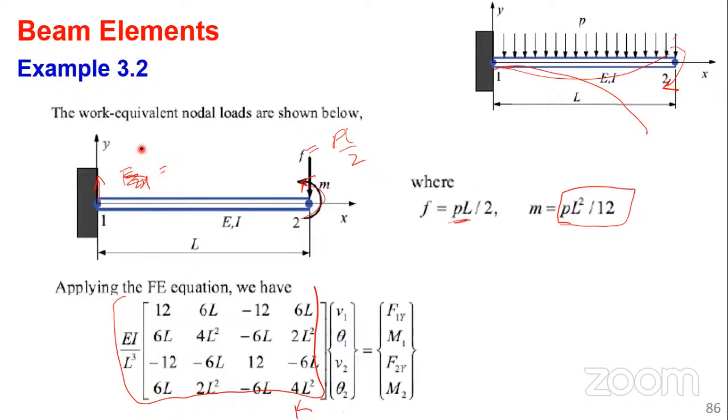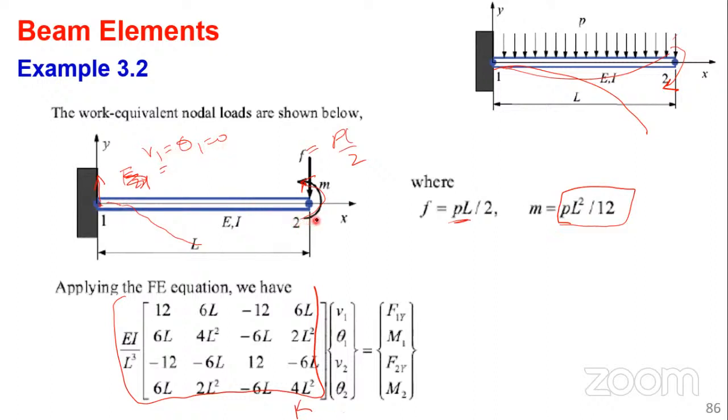This is V1, and also rotation theta 1 is equal to 0. Why? This is a fixed support, so there will be no rotation at the start, and then it starts bending like that. So at exactly the support, there's no rotation. And so you're saying V1 and theta 1 are equal to 0.